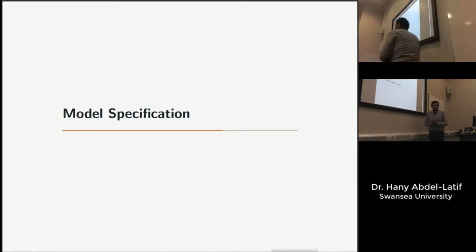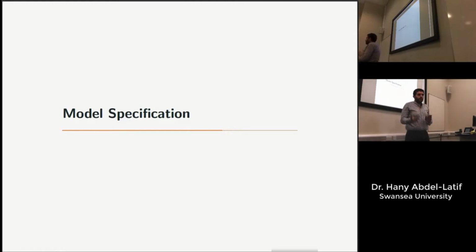So in the first half of the lecture, we covered heteroscedasticity. What does heteroscedasticity mean? What are the implications or the consequences of having non-constant variance for the errors? And then how to detect and test for that, and then how to correct for it. We did the same with autocorrelation.